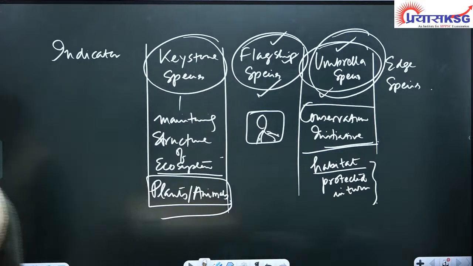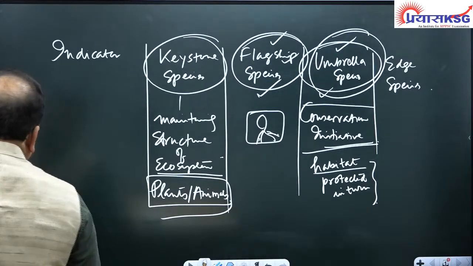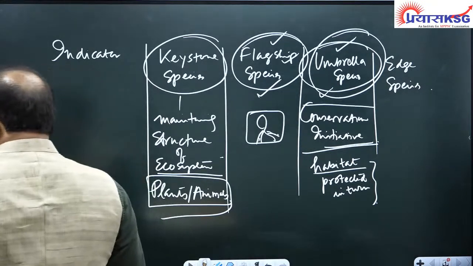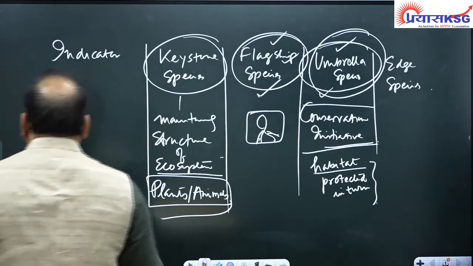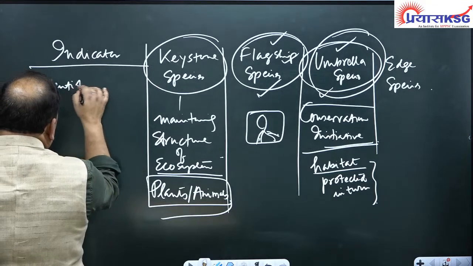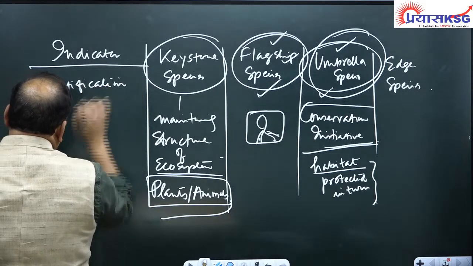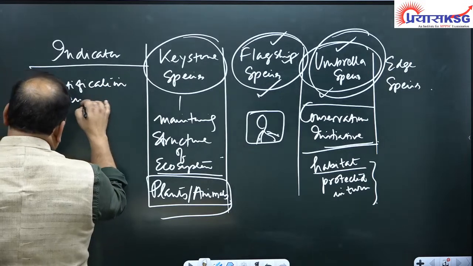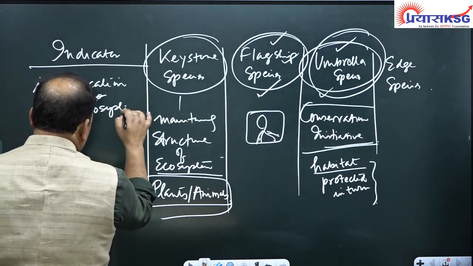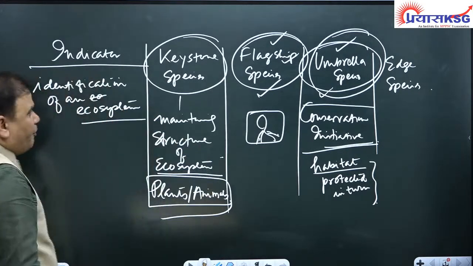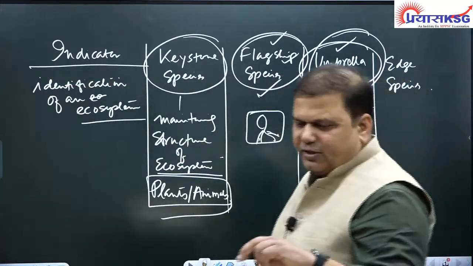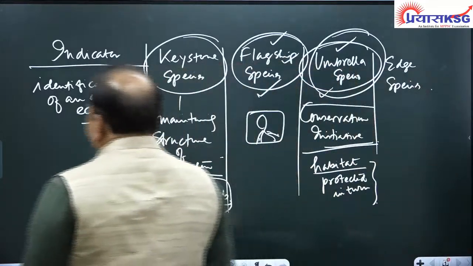Flagship species. And when we are talking about indicator species, it is used not only for identification of an ecosystem but also to know about its condition.